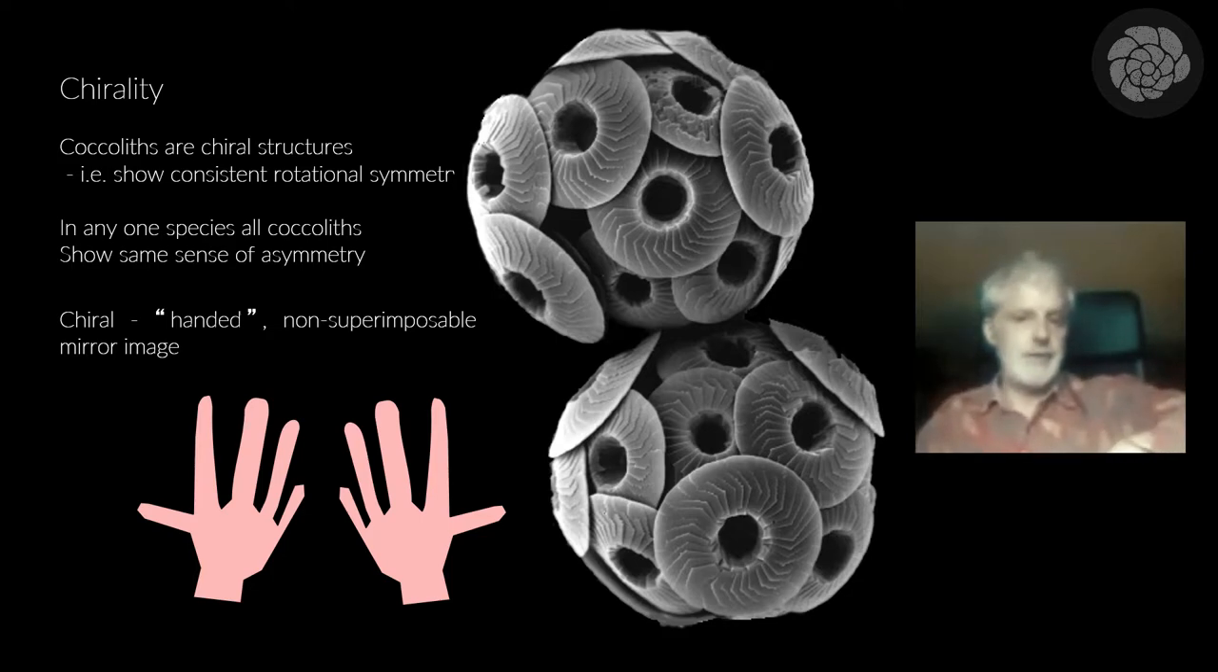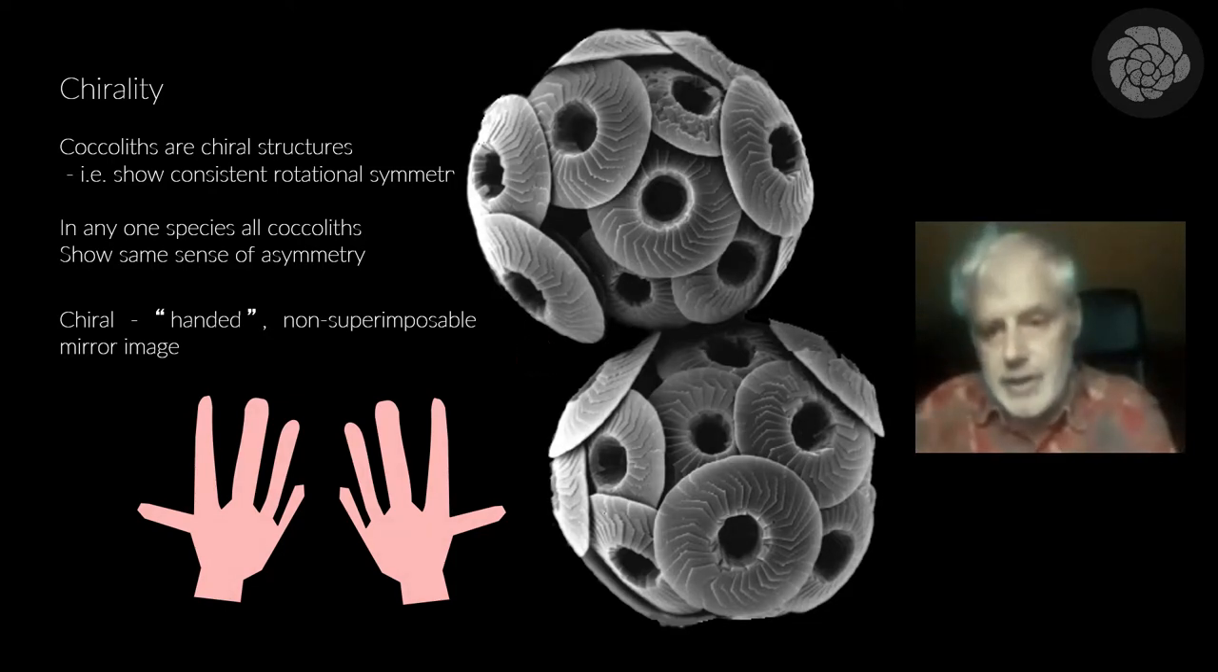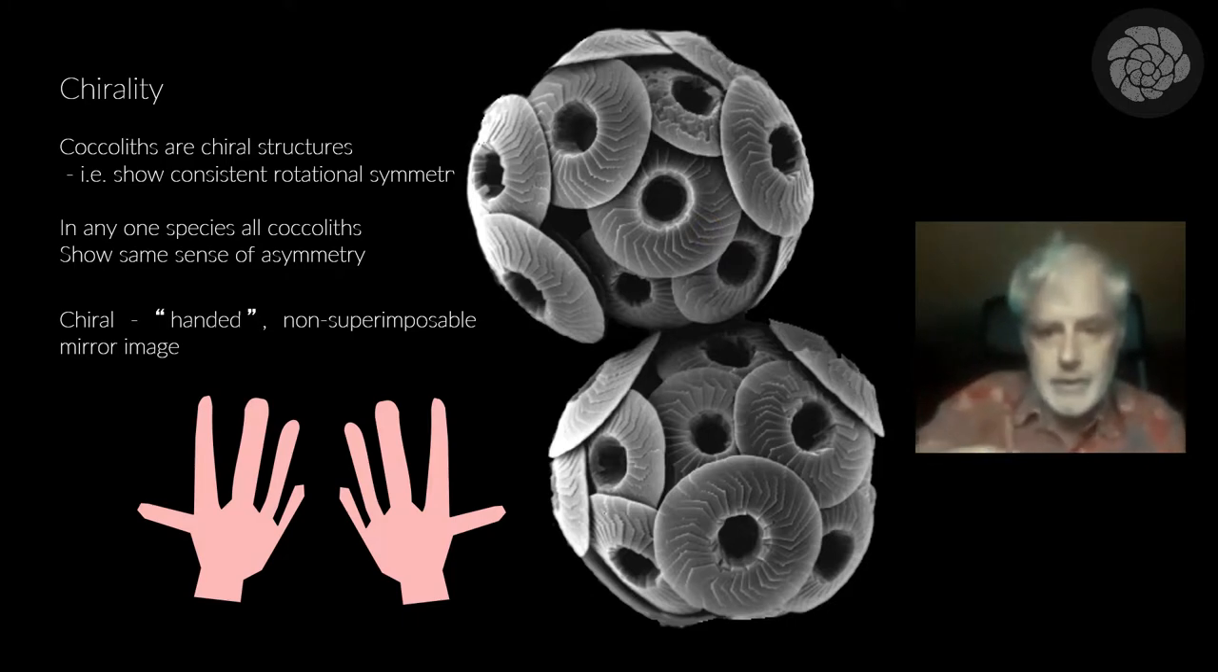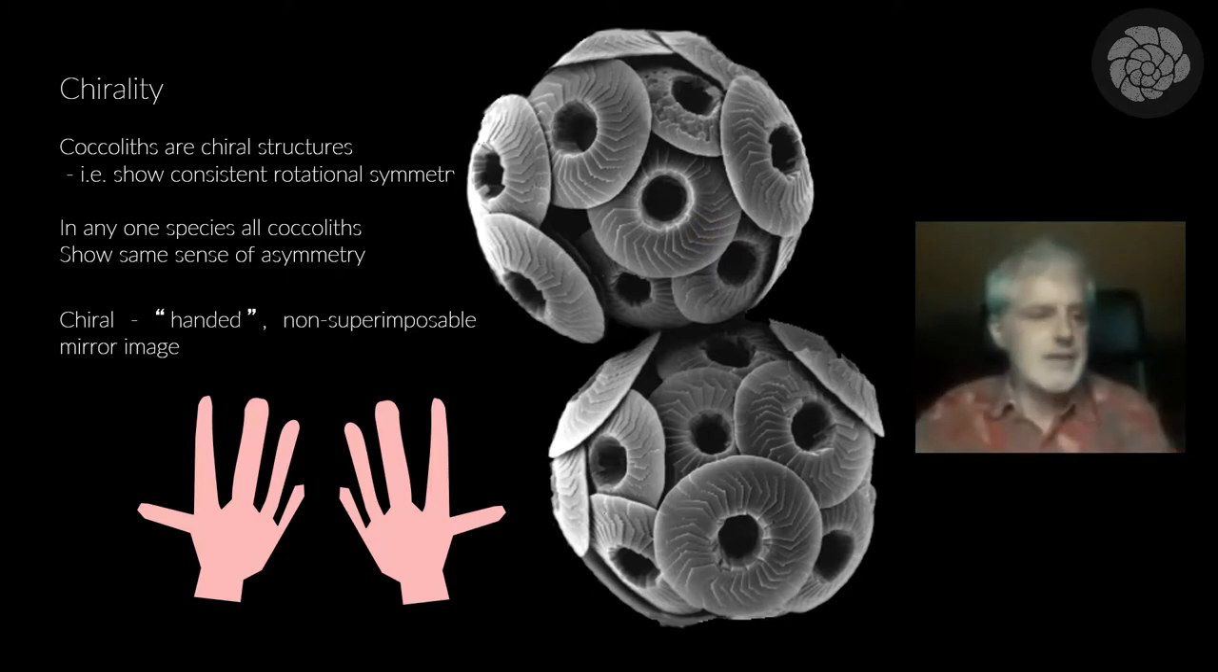If you look at any heterococcolith, you'll see aspects of their morphology going clockwise or anti-clockwise. So here's Umbilicosphaera foliosa showing that. You can see that this curvature in the sutures is going this way. If you look, every single one of these coccoliths is going the same way, and that's consistent. If you take any coccolith, they all show the same chirality. Every coccolith of a given species will show the same handedness.